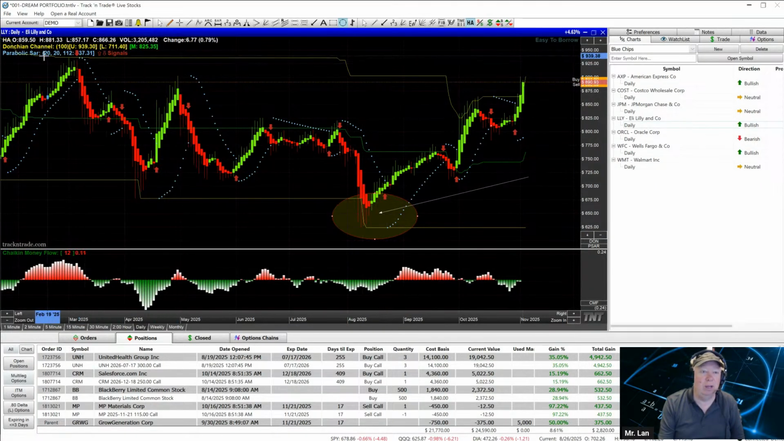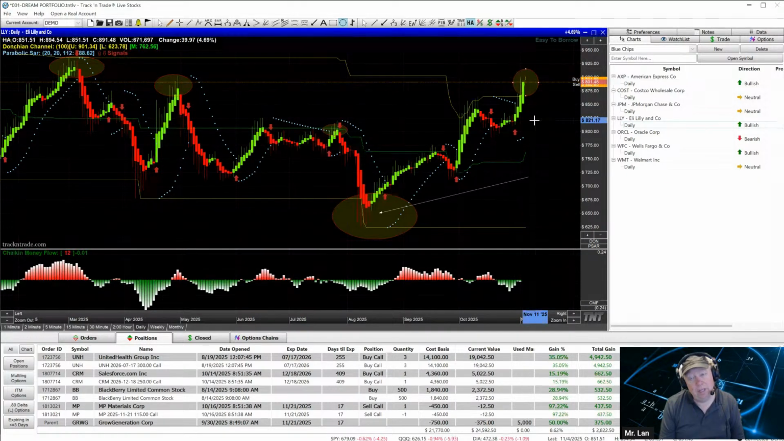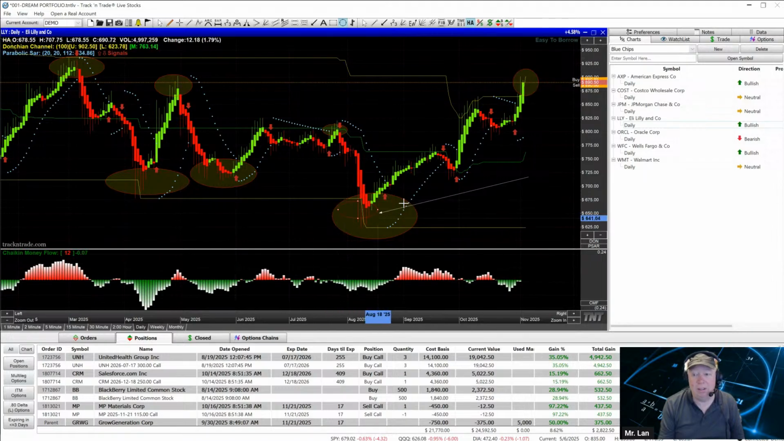So you bought it up here, and you bought it up here, and you bought it up here. And now you're ready to buy it up here because you're like, oh, Eli Lilly's doing really good. I'm going to buy it right here. You got to buy markets that are down here, down here, down here, not up there. It's not rocket science.